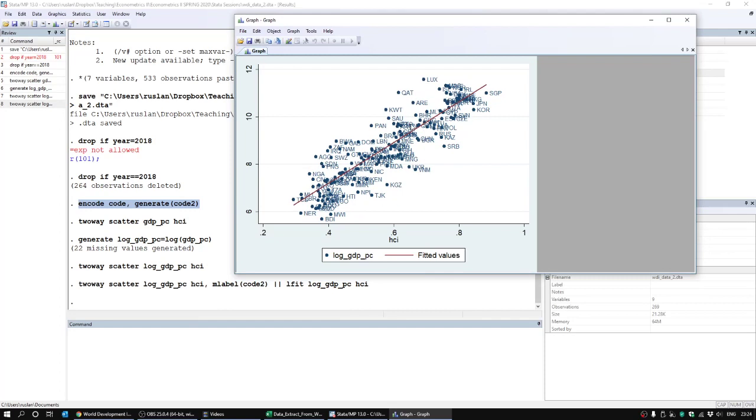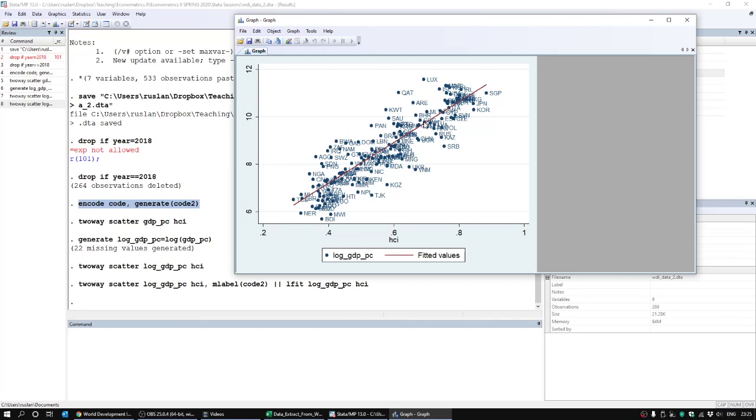We have a scatter plot and labels for each point. You see, a scatter plot for two variables. We are labeling each point, each observation, with code2, which is country names. You can see country names next to dots. And the second part of this command produces a linear regression line, a linear fit of this data. Yeah, you can see how nice it looks.